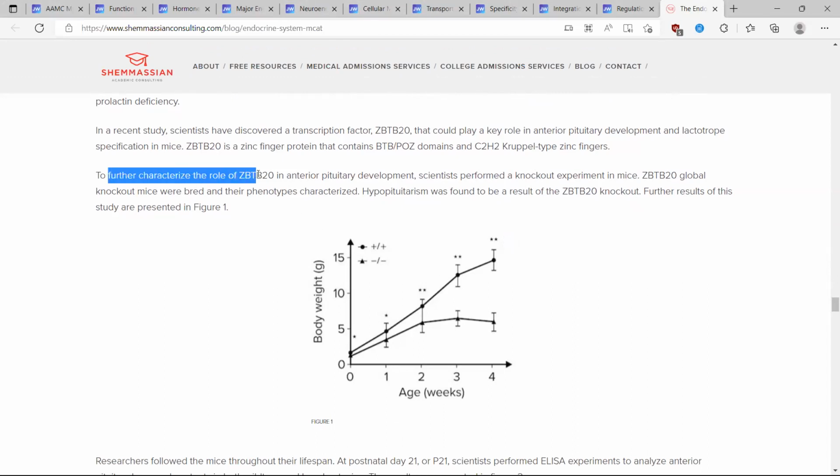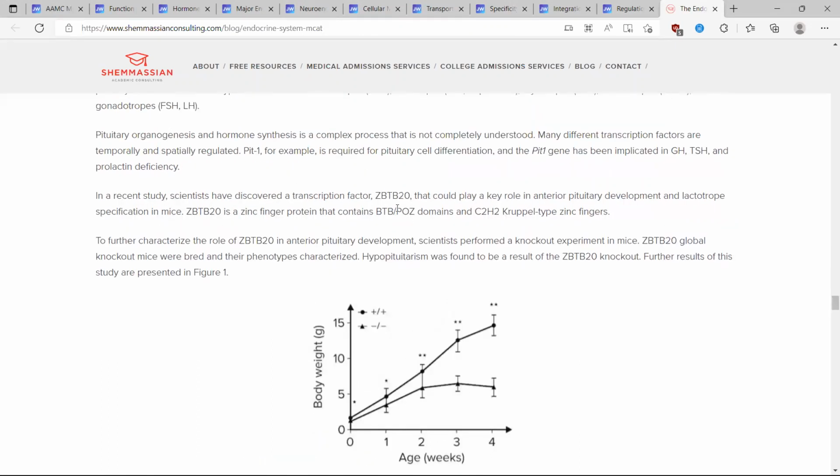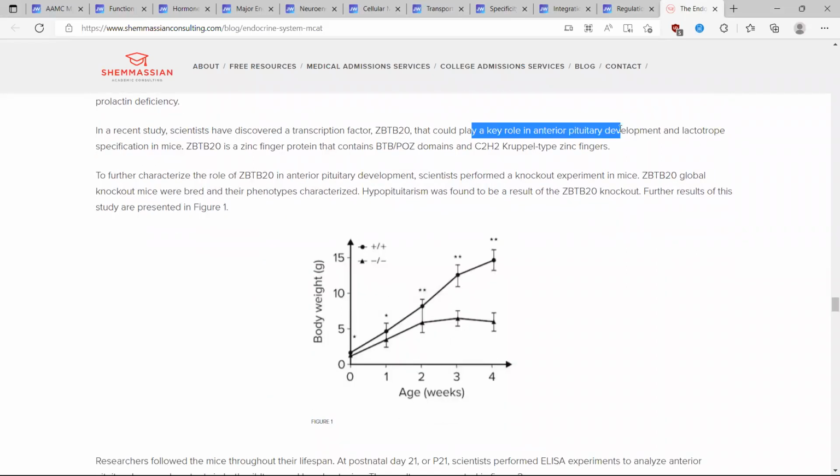To further characterize the role of ZBT in anterior pituitary development, scientists performed a knockout experiment in mice. ZBT global knockout mice were bred and their phenotypes characterized. Hypopituitarism was found to be a result of the ZBT knockout. Further results are presented in figure 1. Okay, so ultimately, all this is they have a transcription factor, ZBT. They thought, maybe this is related to anterior pituitary development, so let's do an experiment. We're going to knock it out in some mice, and what is the result?